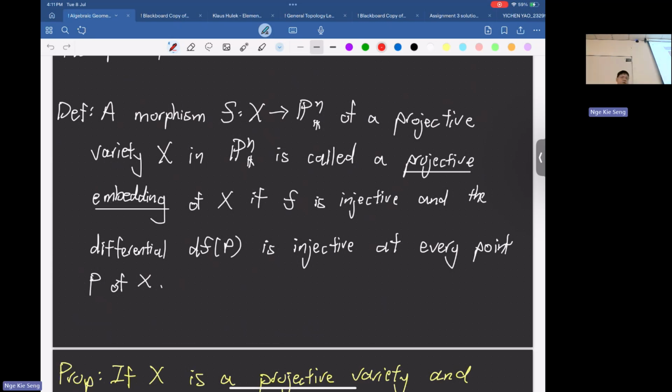I think this is one of the definitions you will see when you start learning differential geometry or differential manifolds.